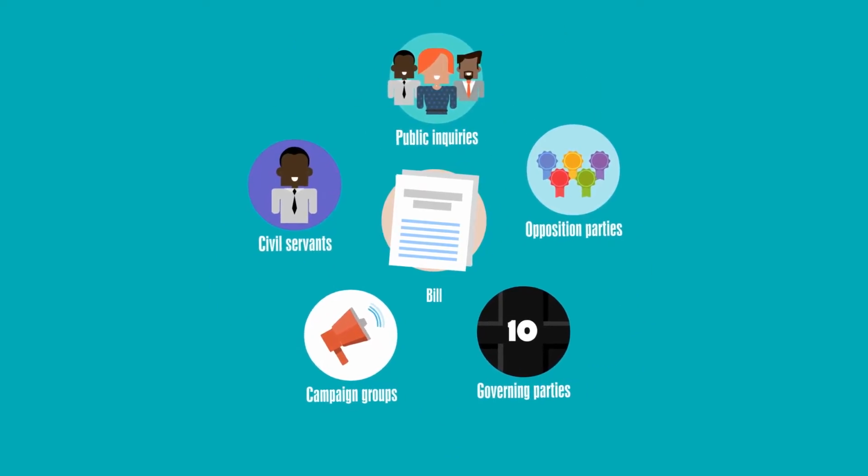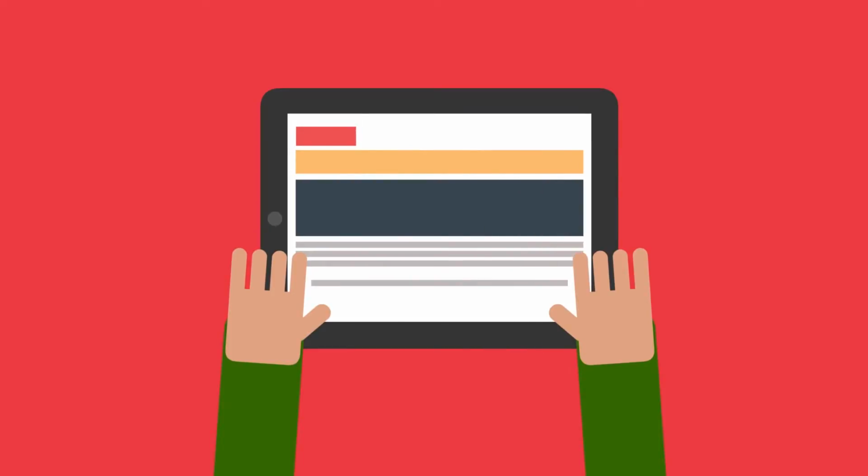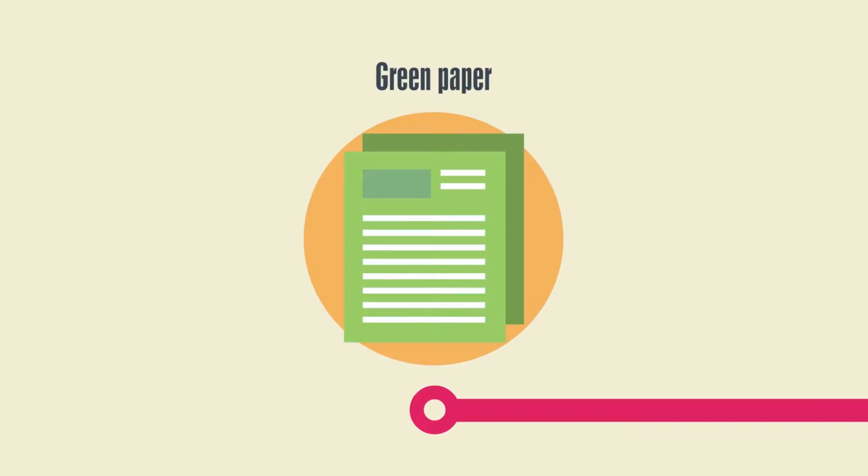So how does an idea get turned into a law? Imagine the government wanted to place greater controls over the internet. A proposal called a Green Paper is published, which presents the government's ideas for future policy.